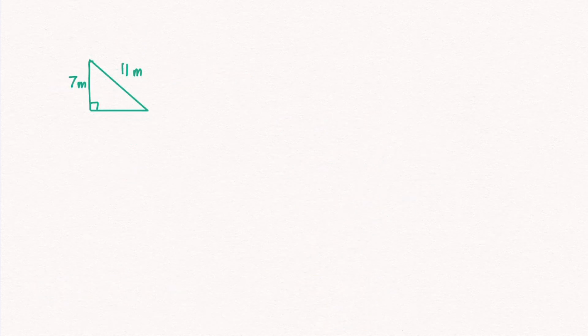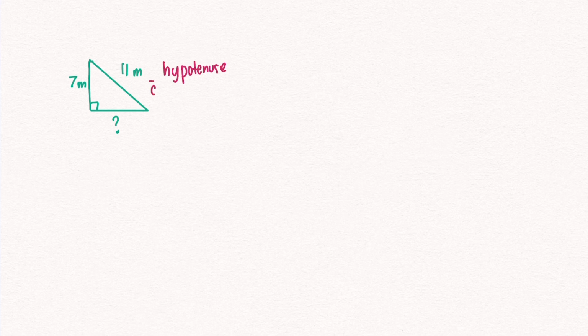With this triangle right here, we have one of the side lengths that is 7 meters long and the other one 11 meters long. And this bottom bit right here is what we're looking for. So I'm going to put a question mark to say that this is what we're looking for. Step 1, let's go ahead and label the sides and identify where the hypotenuse is. Hypotenuse is opposite to the right angle, so we know that 11 meters, this is the hypotenuse. So let's write hypotenuse and call it C.